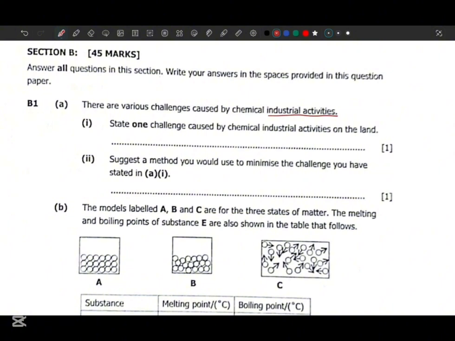All right. So number one, there are quite a lot. For example, you can say they cause air pollution. Another one is industrial land pollution. Also, they contribute to land degradation.